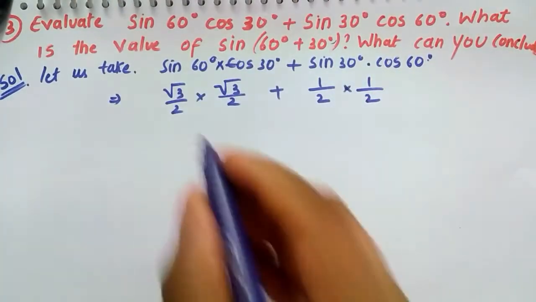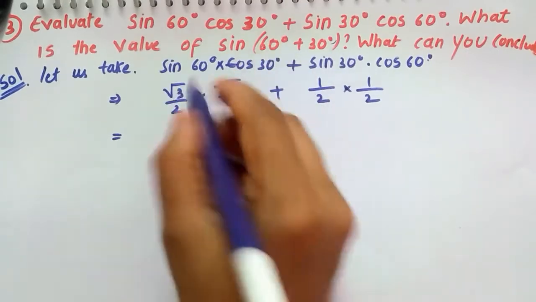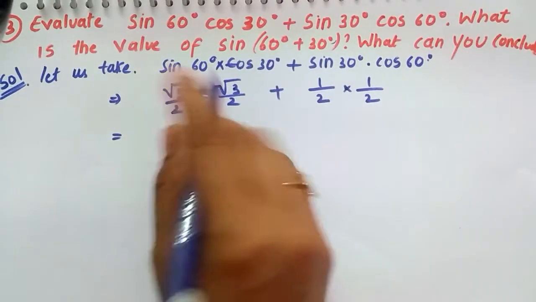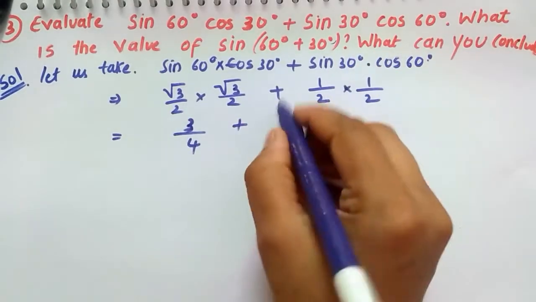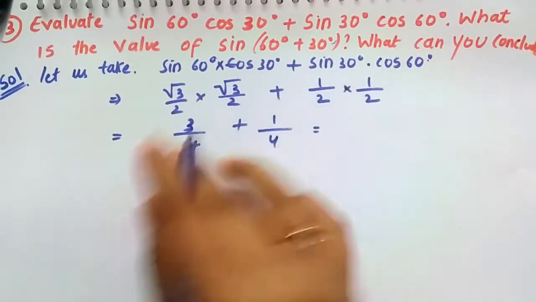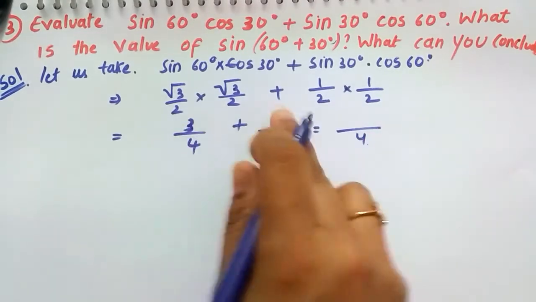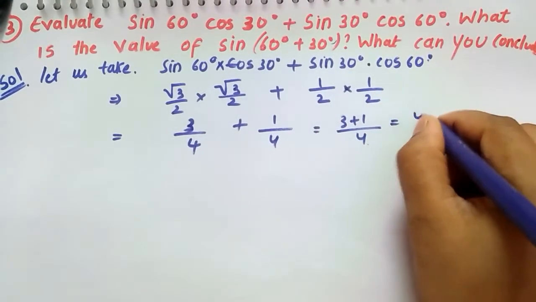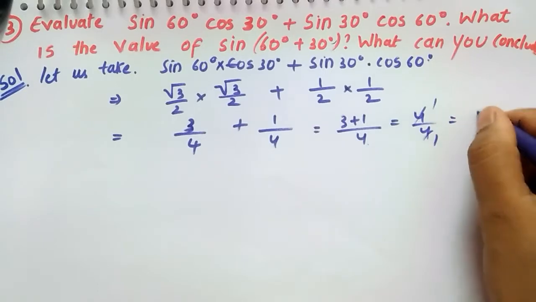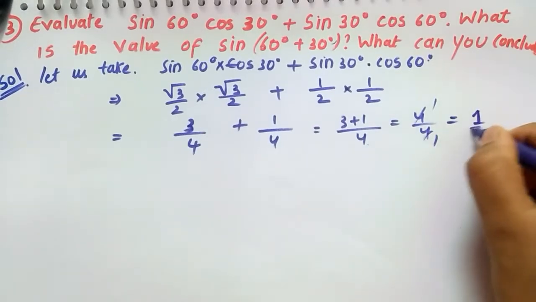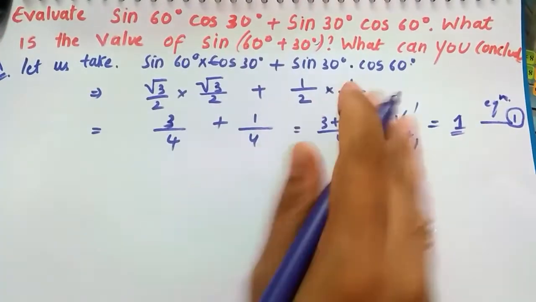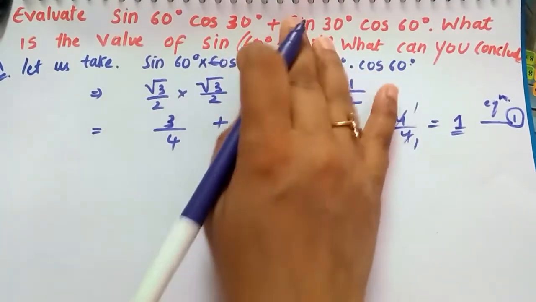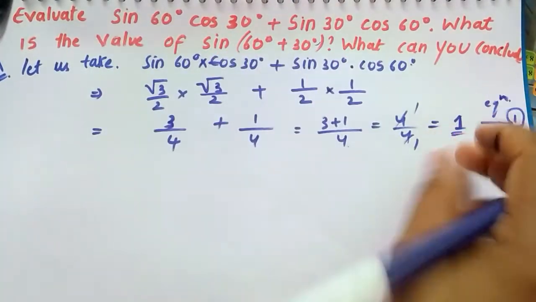Now we are solving it. Here it is root 3 into root 3, it is 3. Now 2 into 2, it is 4. So 3 by 4 plus 1 into 1 is 1, 2 into 2 is 4. Now the LCM is 4, and 3 plus 1 equals 4 by 4. The answer is 1. Let us take this as equation 1. Since it is asking us to evaluate both values, we have calculated this value and kept it aside.